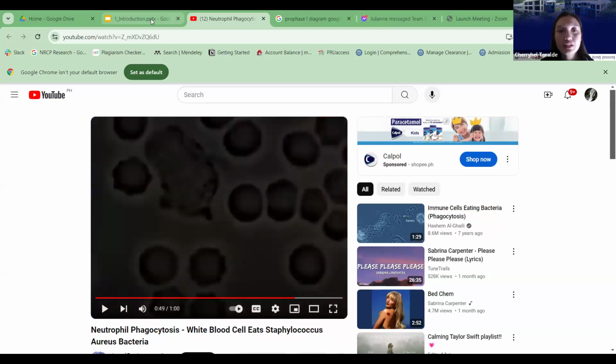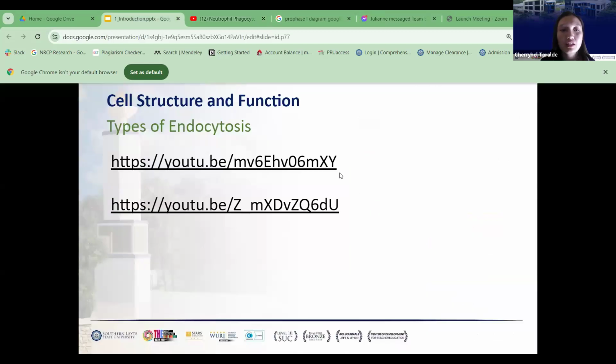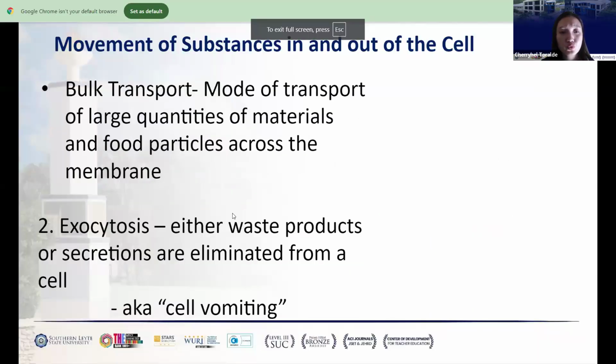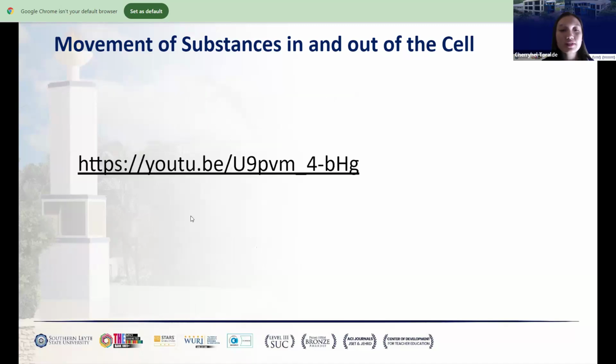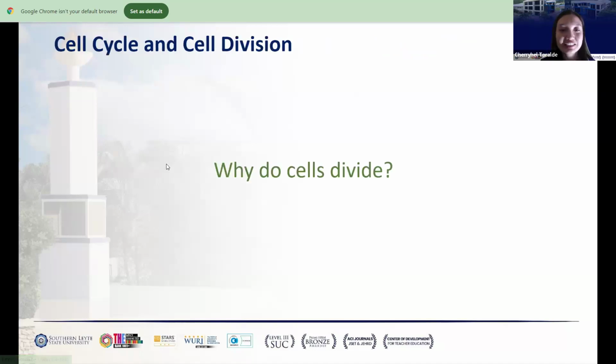That's it. And then, let's move on to exocytosis. Yun lang, sinisecrete lang yung waste products. Like, more siyang malibang. Maura na siya.